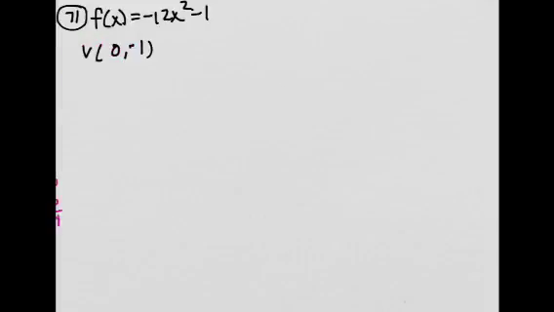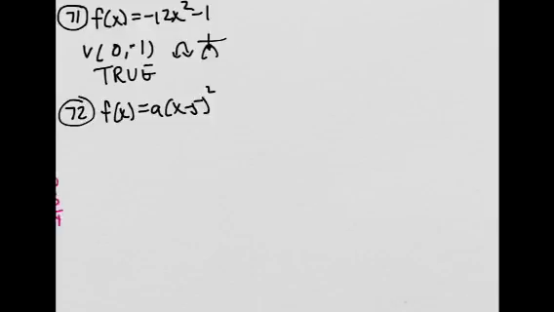Okay, so 71 through 74 are true and false statements. For 71, they say that the function f of x has no x-intercepts. So we know that the vertex is (0, negative 1), because the k is negative 1, and since there's nothing added or subtracted to x in parentheses, the h is 0. We also know that because the a is negative, it opens down. So the vertex is at (0, negative 1) and it opens down, so it's not going to have any x-intercepts. So this one is true.